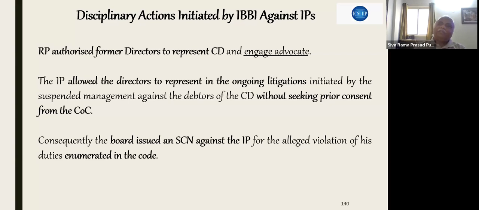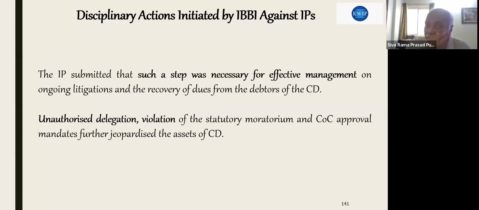Why have you not taken the COC's approval? You don't have the financial powers. The delegation of financial powers is not there. All financial powers, whether you are appointing any transaction auditor or valuer, whatever the fees and legal costs, all are to be approved by the COC. But without informing the COC, why have you appointed and why have you paid? Consequently, the Board issued a show cause notice against the IP for alleged violation of his duties enumerated in the Code. The IP submitted that the steps were necessary for effective management of the ongoing litigation and recovery of dues.